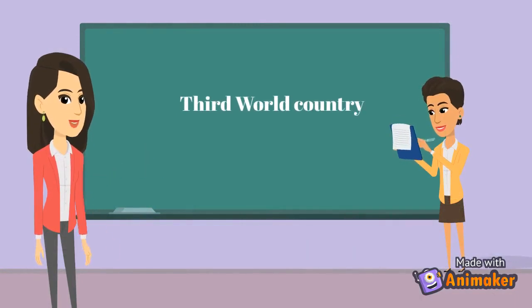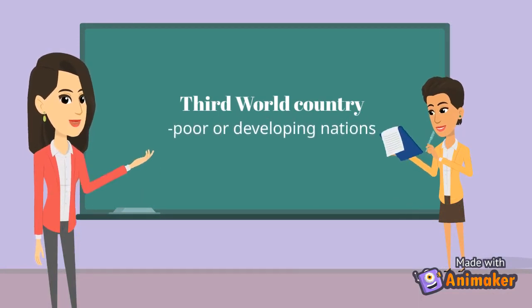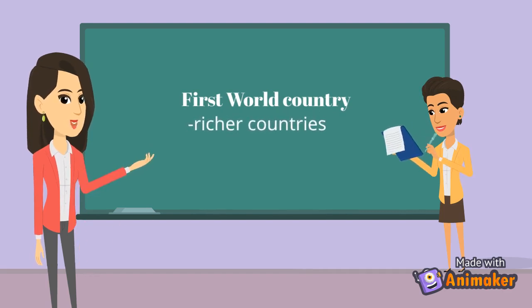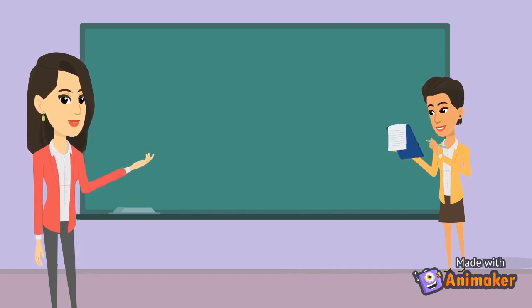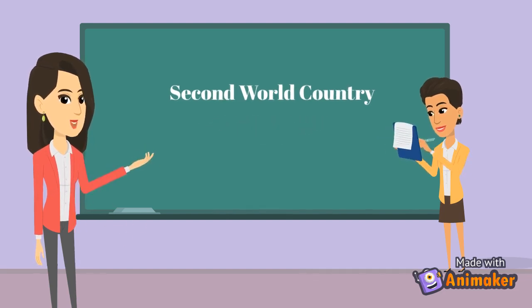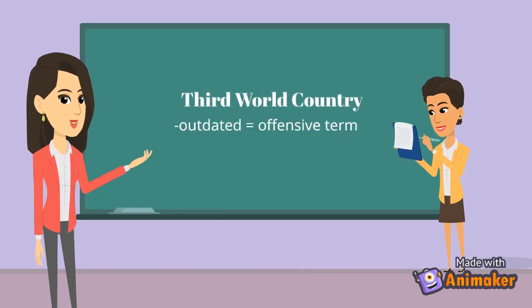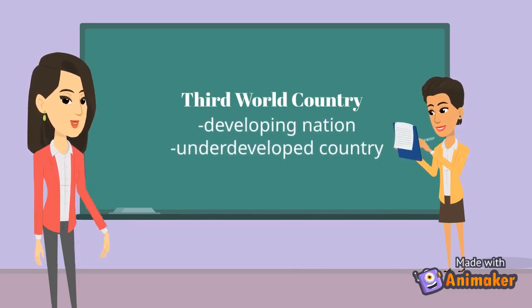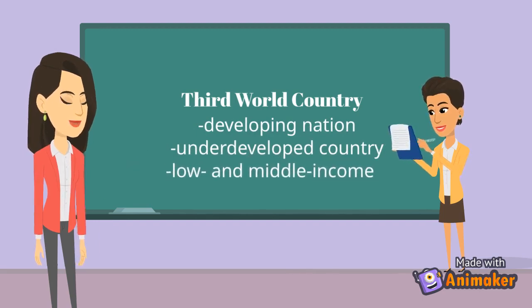A third world country is a term that describes the class of economically developing countries. People often use the term third world for poor or developing nations. Before, we used first world for richer countries like the US, Europe, etc., while second world was for the countries in the middle class, which are more stable and more developed than the third world countries, but less stable and less developed than the first world countries. However, the phrase third world has become outdated as it is an offensive term for characterizing a country, while the preferred term is either a developing nation, an underdeveloped country, or a low and middle income country.